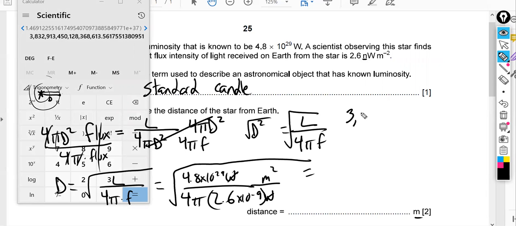3 quintillion, 832 quadrillion, 913 trillion, 450 billion, 128 million, 368,614, let's say. Obviously way too precise, right? We don't know it to the meter. The best we can do is maybe 2 significant digits.